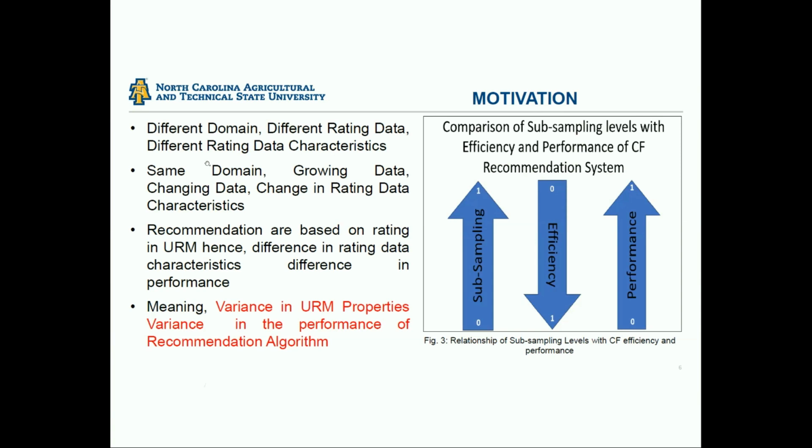Even in the same domain, the data is growing. So users increase, items increase, and that will change the rating data characteristics. And when the rating data characteristics change, since the collaborative filtering methods primarily use the rating matrix to predict the ratings, their performance is going to change. If we change the data characteristics, their performance is going to change, right? Even, I was talking about the huge data, like millions of users and items. It is very hard to compute, and to compute, we subsample randomly or perform those kinds of steps. So it changes the rating data characteristics, and again that affects the performance.